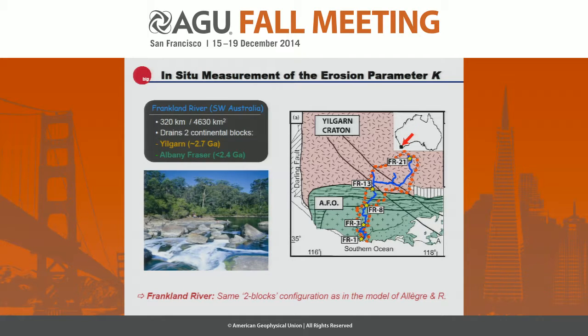The answer is yes, and we found a really simple system which is pretty similar to the model of Allègre and Rousseau. The studied area is located in the south-western part of Australia. This is the Franklin River, which is draining two continental blocks. One is the Archean Eelgan, and the second one, which is younger, is the Proterozoic Albany-Fraser orogen. So this is the map of the river. We've taken a range of samples across the river.